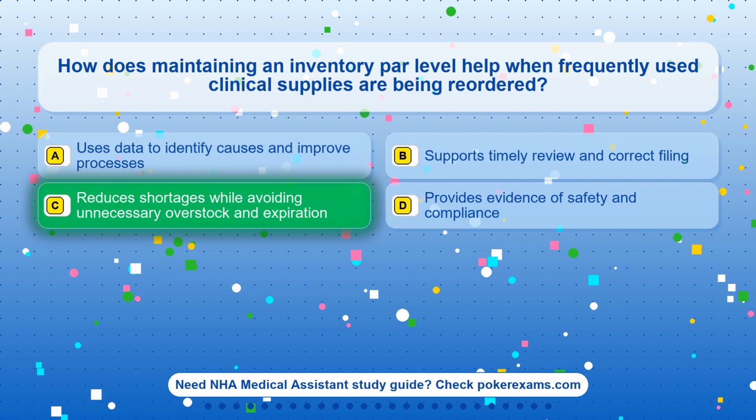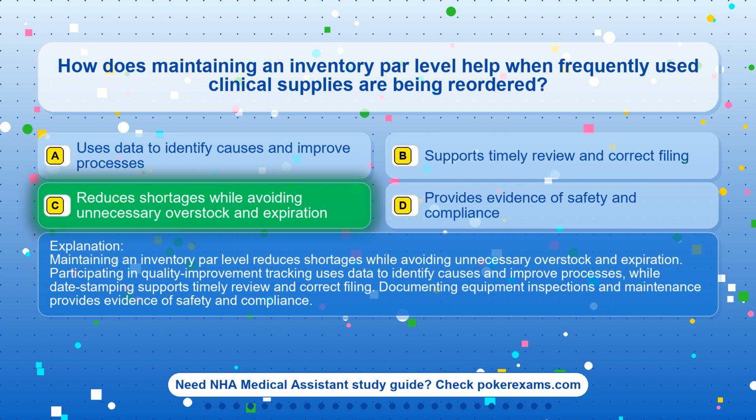The correct answer is option C. Reduces shortages while avoiding unnecessary overstock and expiration. Maintaining an inventory par level reduces shortages while avoiding unnecessary overstock and expiration. Participating in quality improvement tracking uses data to identify causes and improve processes, while date-stamping supports timely review and correct filing. Documenting equipment inspections and maintenance provides evidence of safety and compliance.